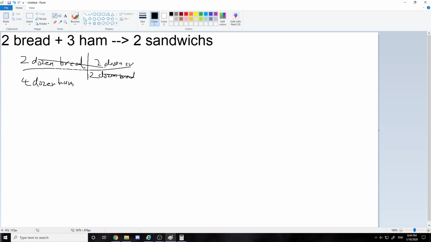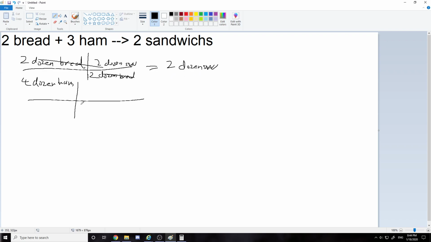Now our dozens of bread cancel. We're left with dozens of sandwiches. This is a W. So this is saying we can make 2 dozen sandwiches if we have 2 dozen bread starting point. Right? You can convert that to individual sandwiches if you want, but what's the point? This gives us enough information.